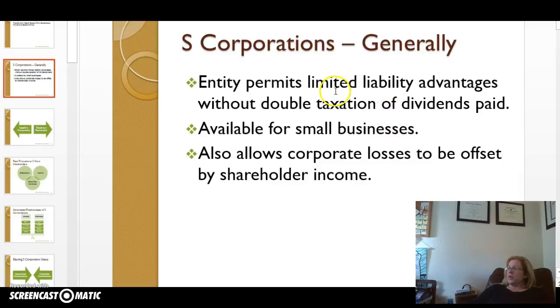With an S corp, you're able to pass through the dividends to the shareholder without the double taxation. S corps don't really pay tax. It all flows through to the shareholders, and they're taxed only at the shareholder level. This is one of the reasons that S corps are so popular, especially for small businesses, because it does allow corporate losses to be offset by other shareholder income. So a lot of small businesses will opt for the S corporation.